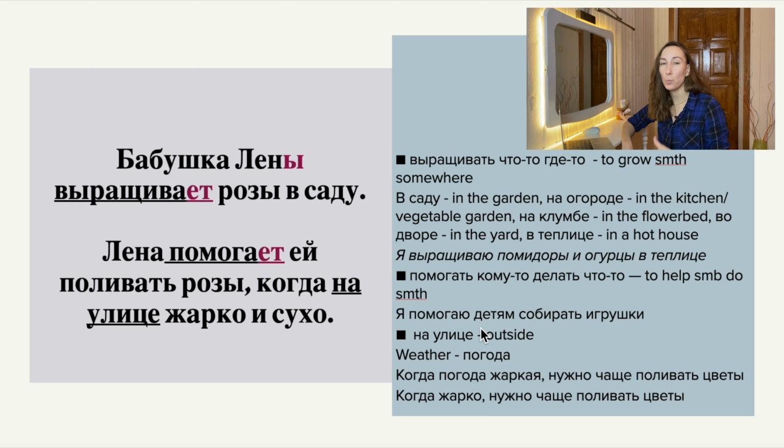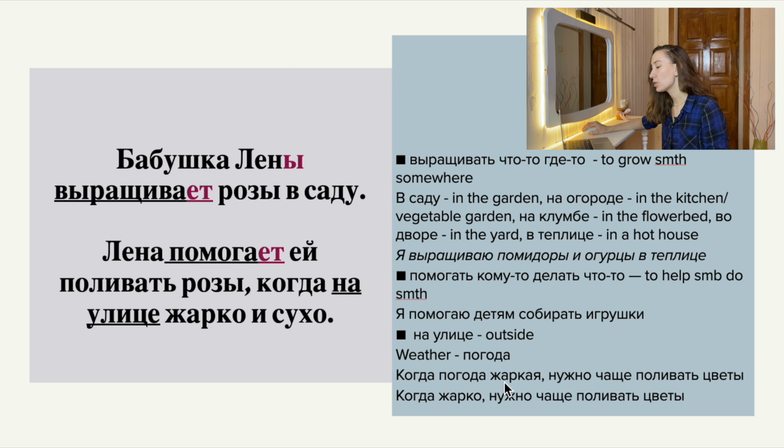We mean that the weather is hot and dry. And here we use the word на улице in the meaning of the weather, погода. In this sentence, we can also add the word погода, but then if we add that, we have to change the ending of those words, жарко and сухо.